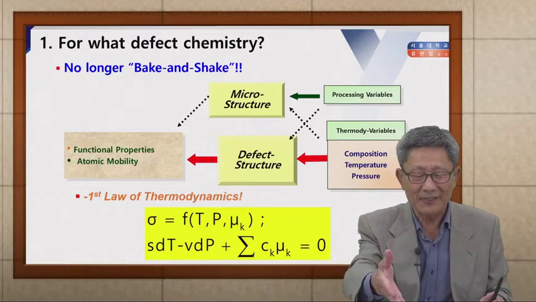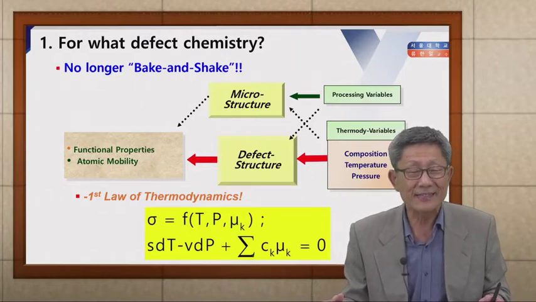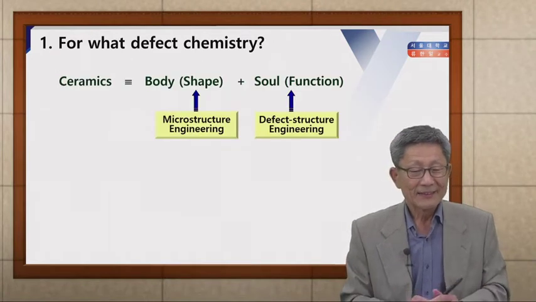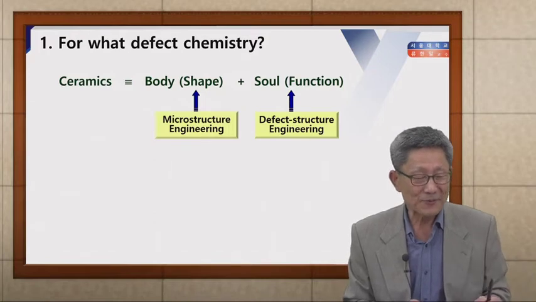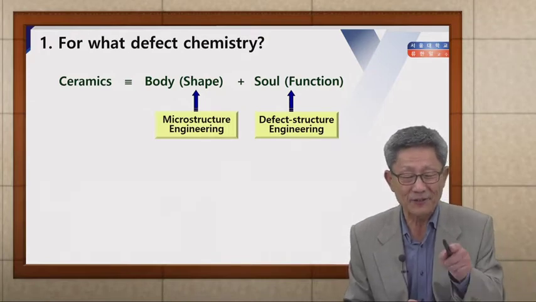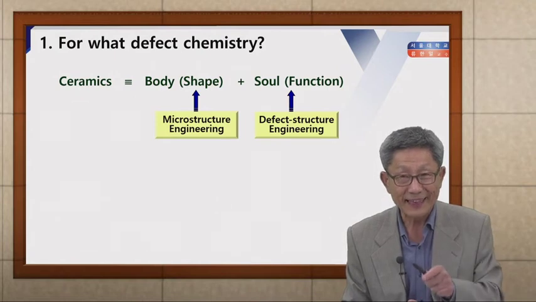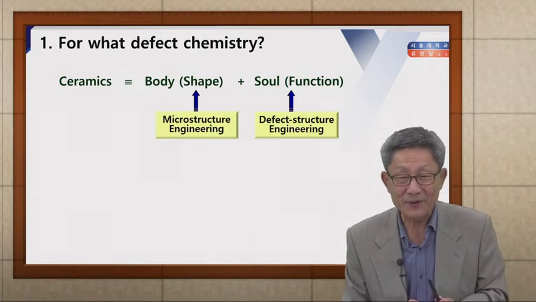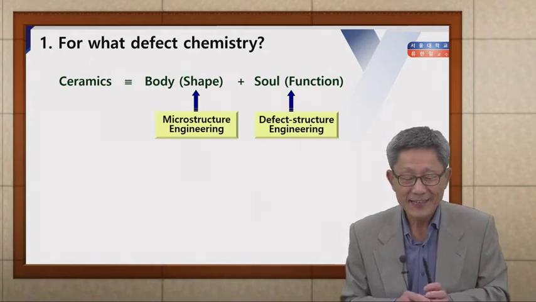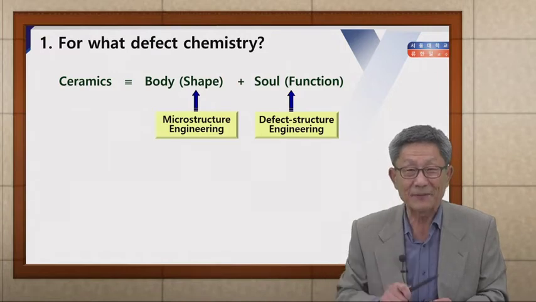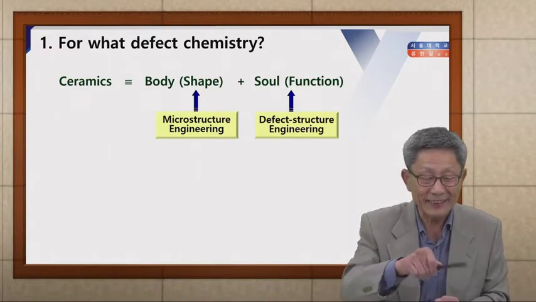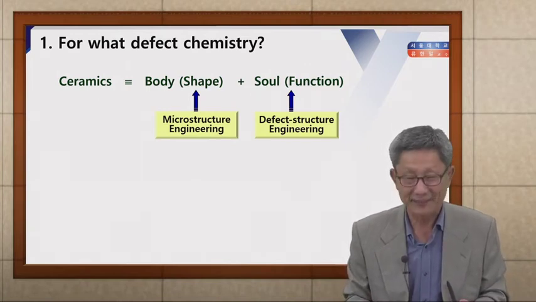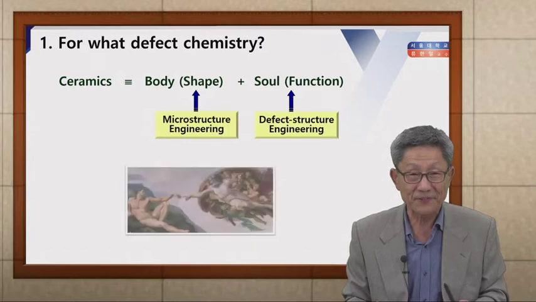But still, I have to confess that microstructure control is not so simple as that of defect structure, I believe. Okay, so in conclusion, we may say that ceramics is the combination of body and its soul. By body, I mean shape, and by soul, I mean its function or property. So this function can be determined by defect structure engineering, and the other, body or shape, can be controlled or made by microstructure engineering.